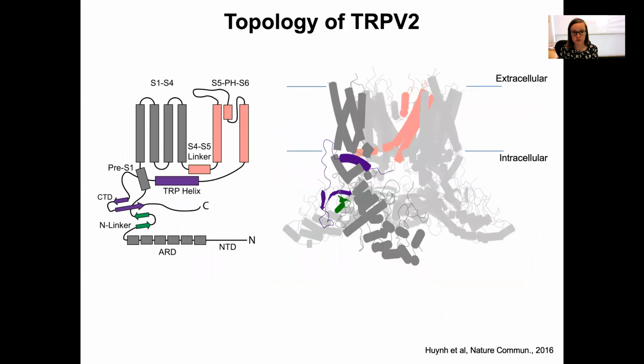In 2016, we were able to solve a structure of this channel and present the first topological representation of it. So it's a tetramer, as you can see here. One monomer is composed of six transmembrane domains. It has N and C termini inside of the cell. The N terminus contains 6 ankyrin repeats, which you can see here, and the C terminus has a TRP helix and a TRP domain that represents as a beta sheet.